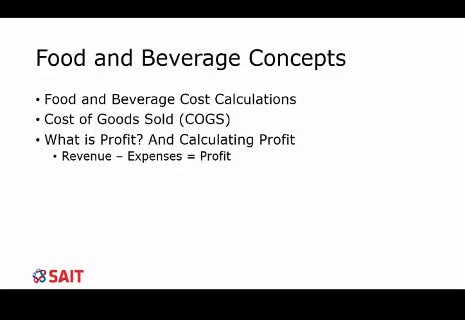Food and beverage concepts. This again was the very beginning of the course in the first little bit that we spent together. In these concepts, we talked about food cost calculations, beverage cost calculations, and we even extended it into labor cost calculations. We looked at our cost of goods sold, or the COGS, C-O-G-S, and how we calculate those. We talked about what profit is, specifically what is profit compared to revenue and the difference. And we looked at how to calculate profit. Simple formula: total revenue minus our total expenses gives us our profit.